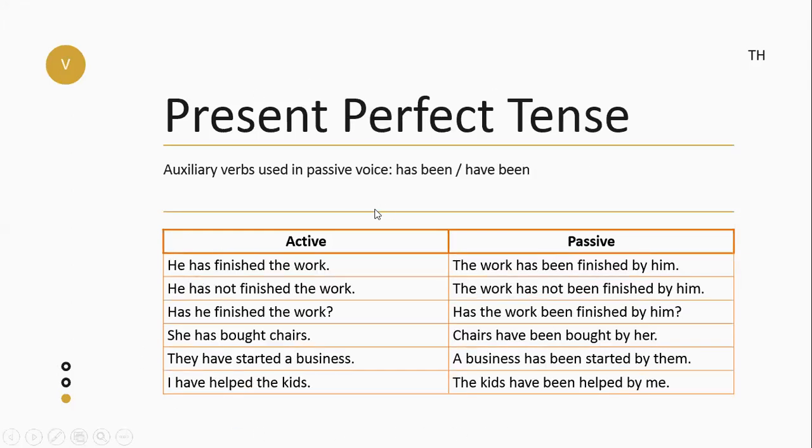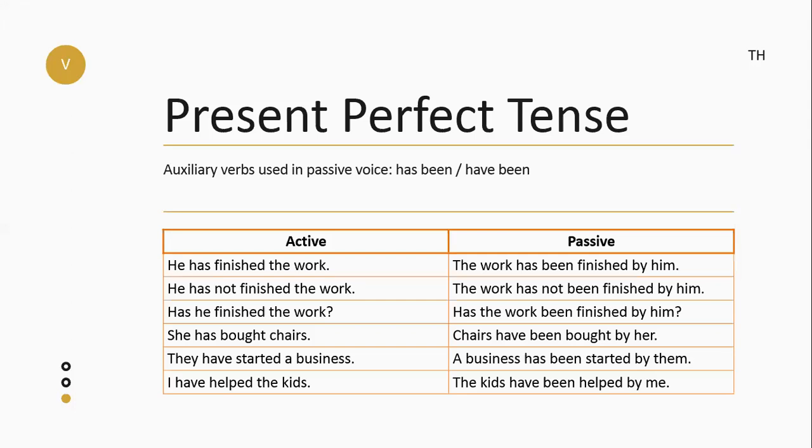So here we have present perfect tense. Then here again we have auxiliary verbs used in passive voice, which is has and have with been. But here we have used BEEN. So we have used BEEN, not BEING. So that is what you need to remember whenever you do some activities in passive voice.